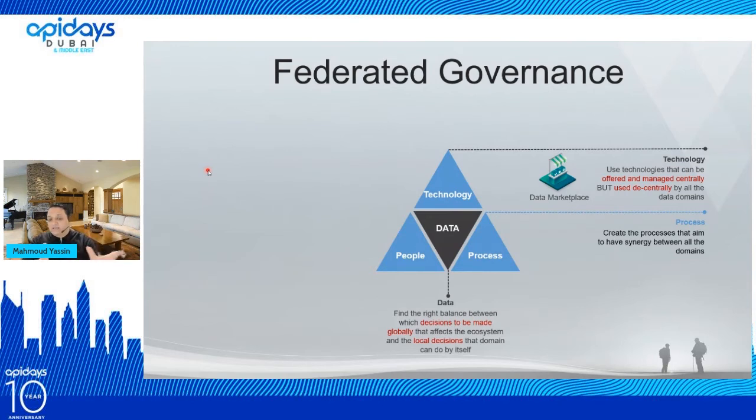And that leads to the next point: we need to find the right balance between which decisions you can make locally in your domain, and which decisions need to be made globally. There is no right and wrong. It depends on each organization and each company's strategy. But I think that balance is crucial.